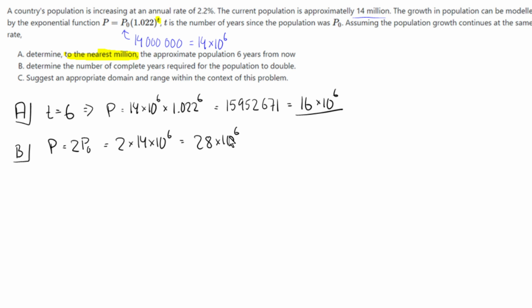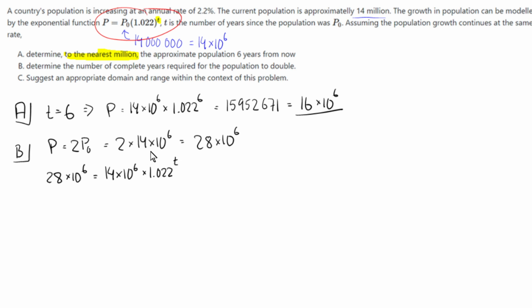So now we can plug this into the exponential function, and this time we're looking for t. So t is going to be the unknown variable. So p equals 28 times 10 to the power 6, 28 million. That equals p0, which is 14 million, times 1.022 to the power of t.